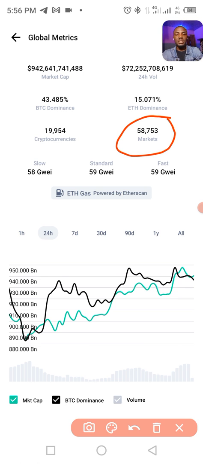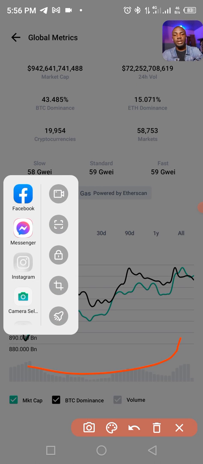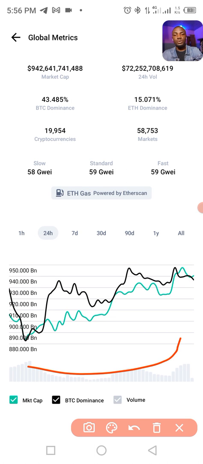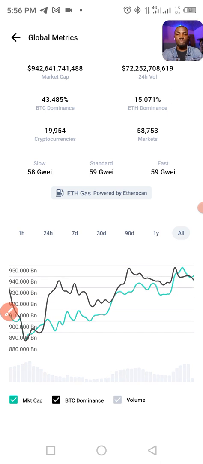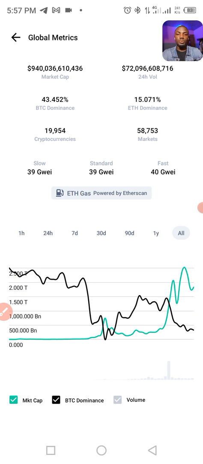Now you might be asking, what is this chart? This chart is just a graphical illustration of the entire market ecosystem, showing you the market cap and the Bitcoin dominance. Let me give you an illustration. Let's put all-time highs. I want you to pay attention to the green line. The green line indicates the market cap.